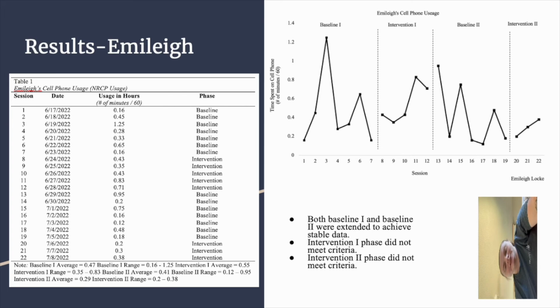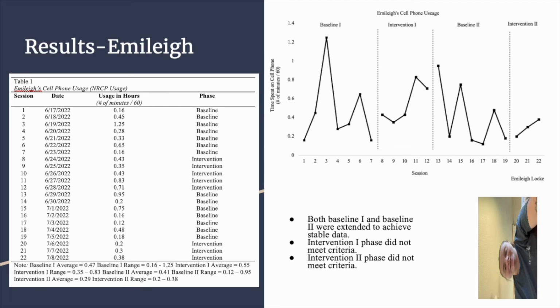On the left, you can see a table of the collected data, and on the right, you can see the data that's graphed of what was collected from the table. The graph is broken into phases, and the first phase that you can see is the baseline 1 data. Looking at the first phase of this AB-AB design, the first baseline phase, the baseline mean was 0.47 and the range was 0.16 to 1.25. This is a rather large range. An extended data collection phase was necessary to achieve more stability before beginning the first intervention phase.